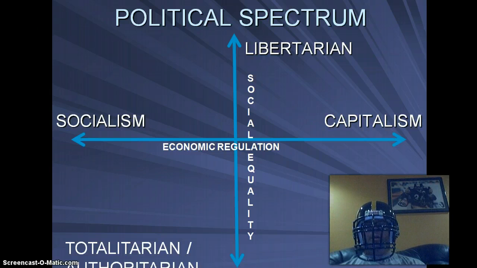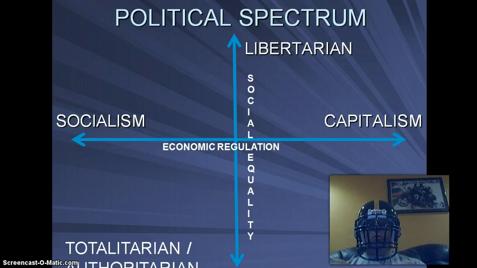If you were going to place Stalin on this political spectrum, we would place Stalin on the lower left-hand side, down near totalitarian, and over on the socialist side of the spectrum because of his economic beliefs. If we were going to place one of his contemporaries, let's say Adolf Hitler, we would actually place him on the lower right-hand quadrant, down with the totalitarian.